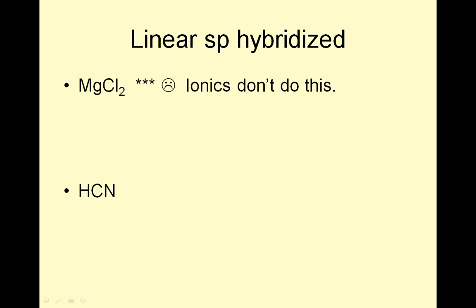Linear is SP hybridized. Ionics don't do this. So anytime it's linear, it's SP hybridized. If some teacher asks you to do this, chlorine has seven valence electrons from the periodic table we talked about before. Then connect the dots. Now you see I have single electrons. They have to make pairs.